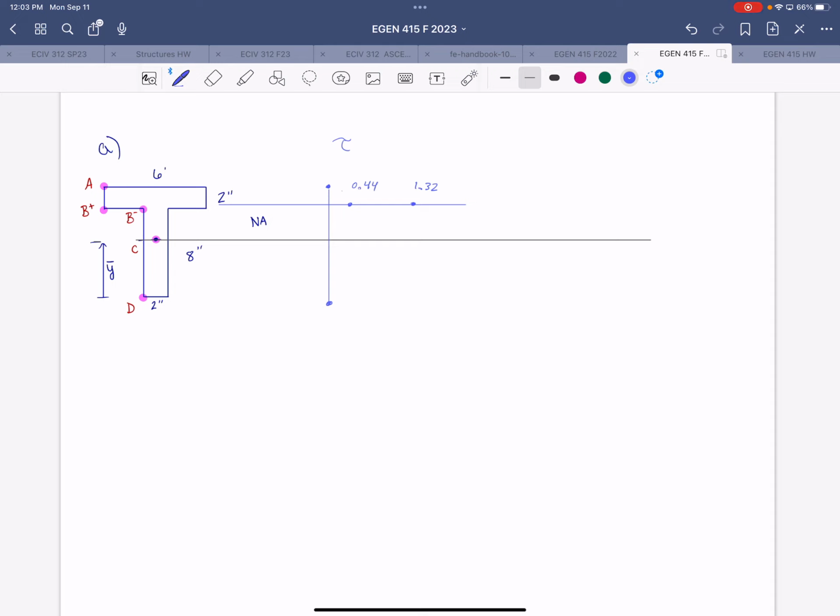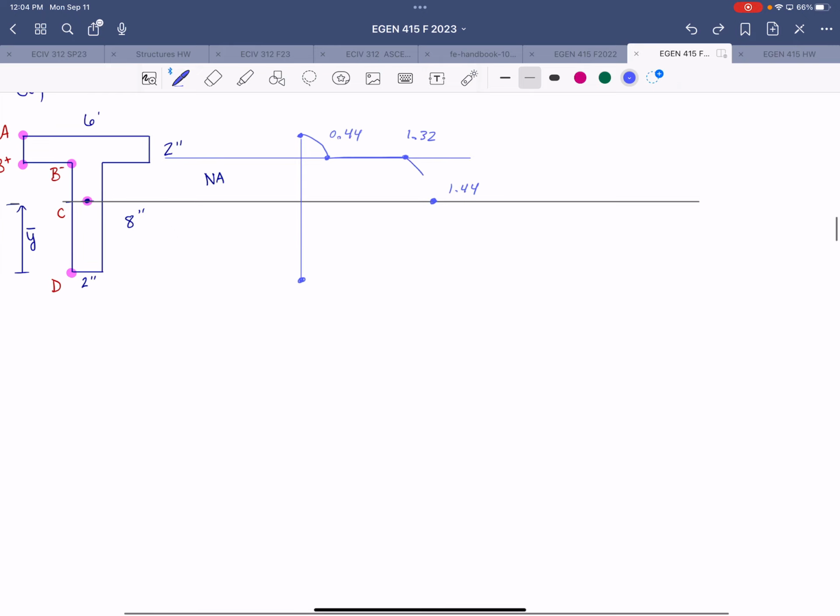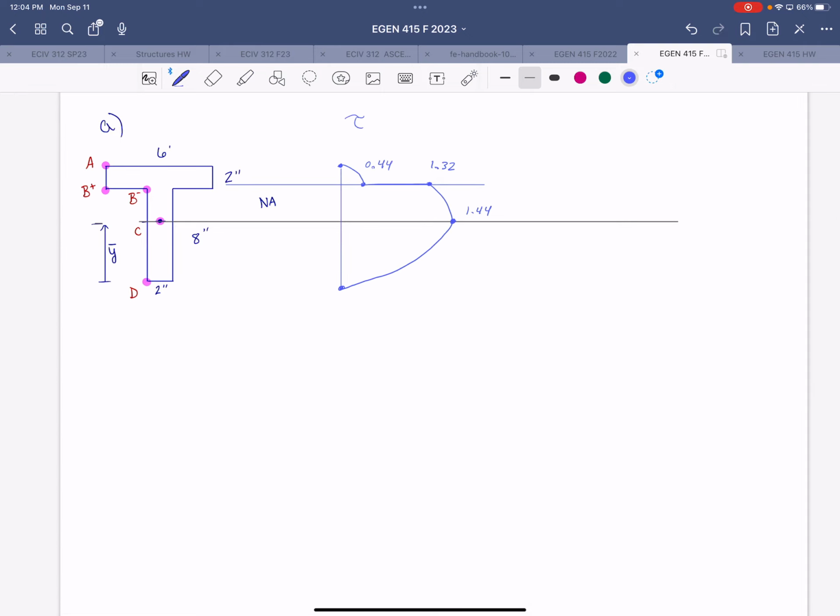And then the maximum value at the neutral axis we found to be 1.44. And then back to 0 at D. So the parabolic distribution between points would give us a profile that looked something like this, to represent the magnitude. And then for direction, how do we know what direction that shear is going?